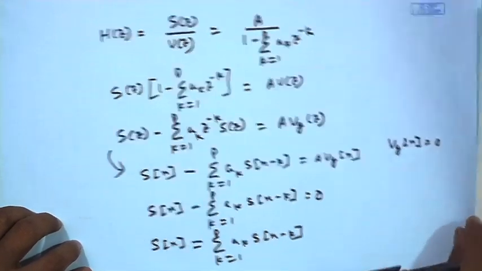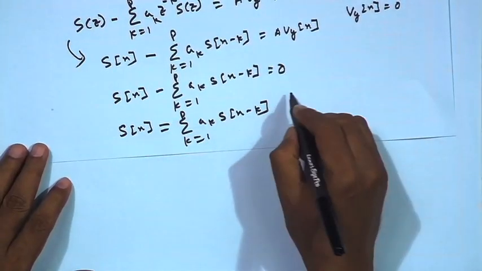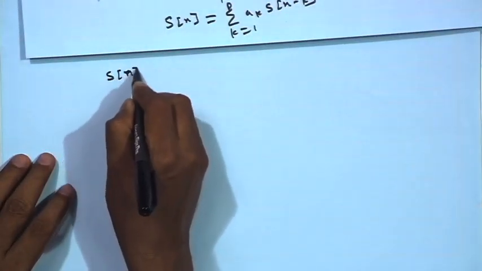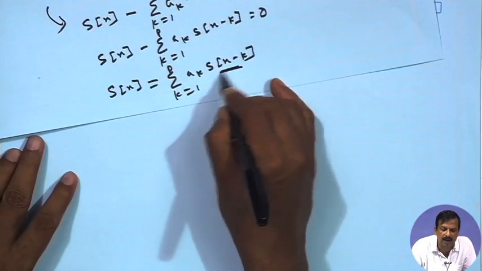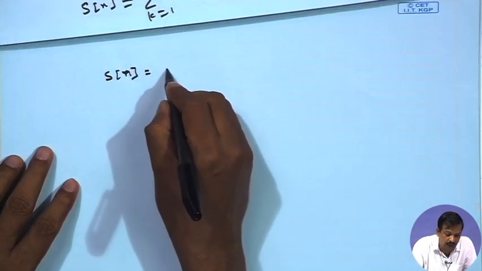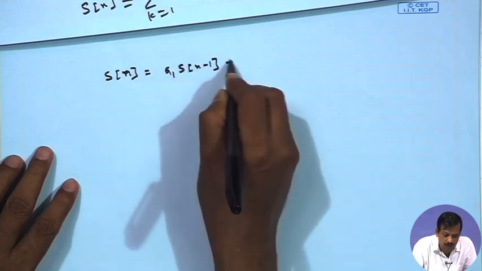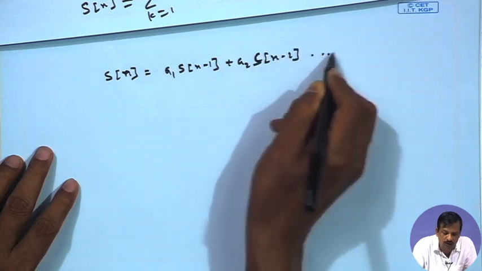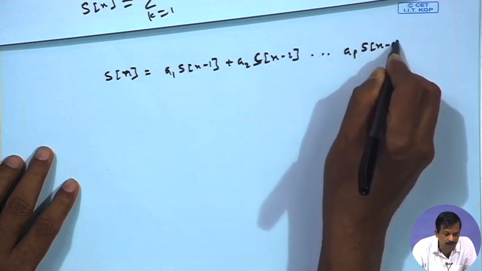Okay. Now, what do I get from this equation? I can say that s(n) is nothing but a linear combination of previous samples s(n minus k) with multiplication factor a_k, for k equal to 1. So, a_1 s(n minus 1) plus a_2 s(n minus 2) and so on, up to a_p into s(n minus p).